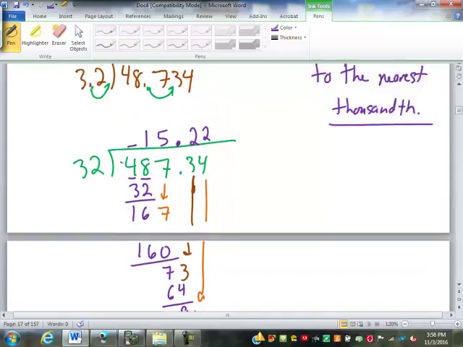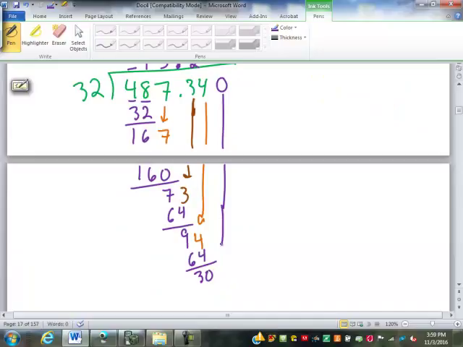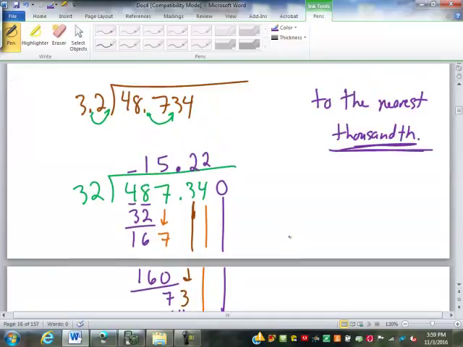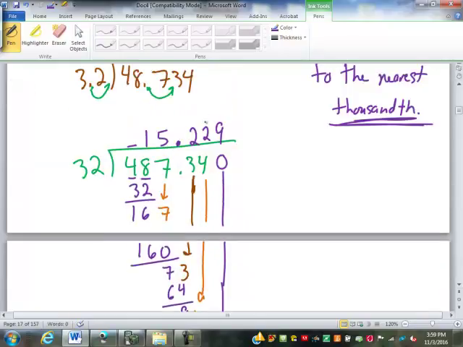Now I'm out of digits there, but I said I wanted it to the nearest thousandth. Do I have to stop here? No, I can add a 0 on the end of it and bring that down. 32 goes into 300. Let's try 9 times. 9 times 32 is 288. Leaves us with 12. Now we're done. We're to the thousandth spot.